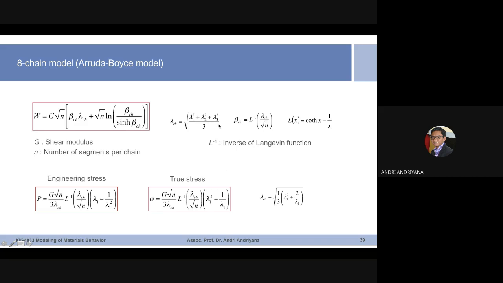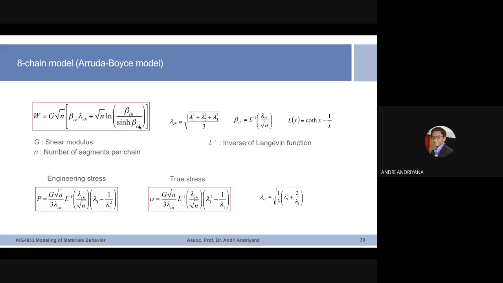As you can see, it is a much more complex mathematical equation. This is a physical approach. It tries to capture what we observe physically in the materials. And then you have another term here, square root of N, and then ln of beta chain over hyperbolic sine of beta chain. So it is very complex, much more complex than neo-Hookean.